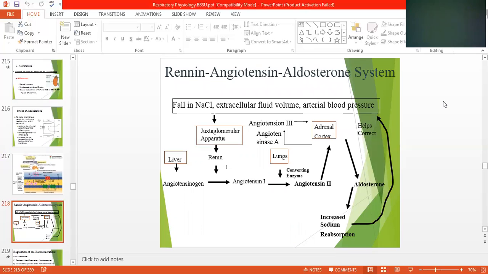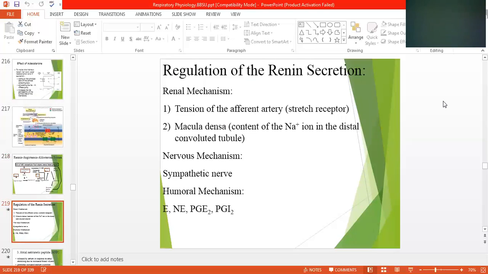Then we talked about the renin angiotensin phenomenon. This phenomenon is very important to control the blood pressure. Renin is released from the kidney, angiotensinogen is released from the liver. They both combine and are converted into angiotensin 1, and angiotensin 1 is converted to angiotensin 2 in the presence of angiotensin converting enzyme, ACE, and that causes vasoconstriction, and then it will increase sodium and water reabsorption. So this regulation we have discussed.